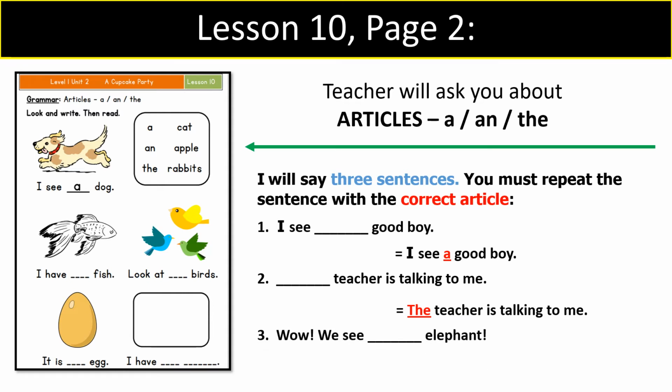The last sentence, wow, we see elephants. Now, elephant is a special word because it has A, E, I, O, or U at the front. In this sentence, it is an E, elephant. So if we see only one elephant, we say, wow, we see an elephant. So the teacher will say 3 sentences. You must say the sentence again with the correct article.